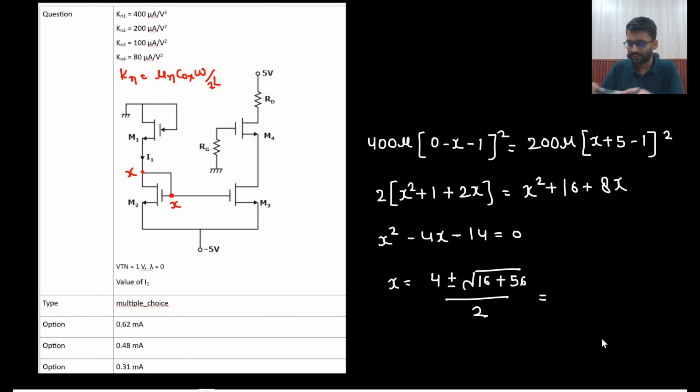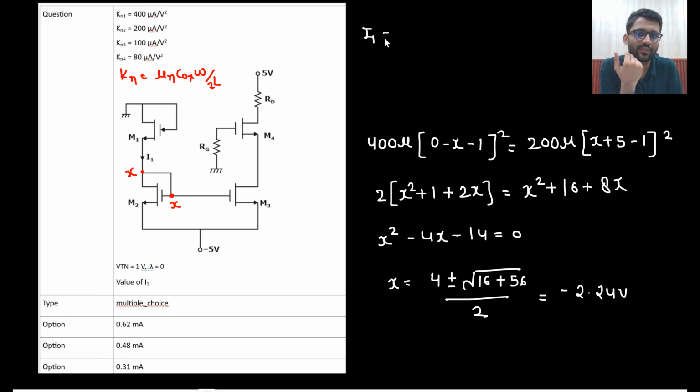So 56 plus 16. Then 56 plus 16, then take under root, minus 4 divided by 2. So minus 2.24. Minus 2.24. That would be the potential of this point. Okay, minus 2.24. Now what do you need to find? You need to find the current.